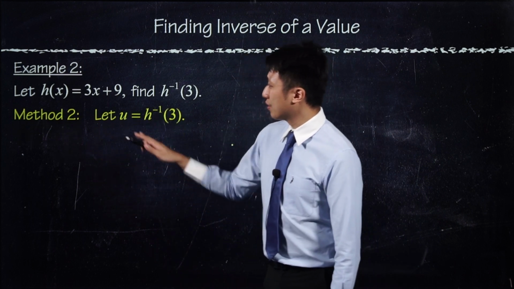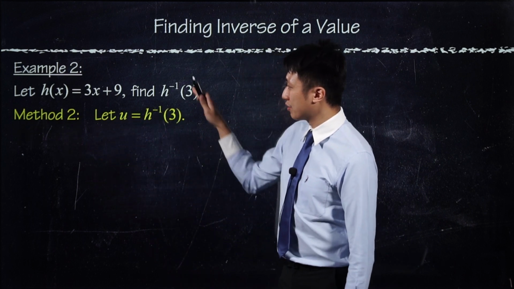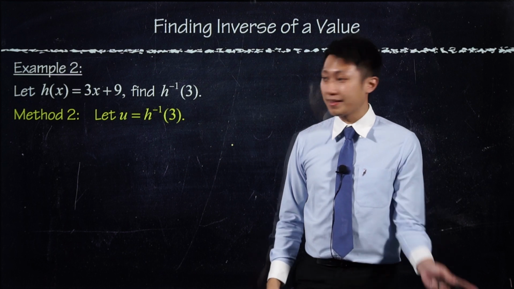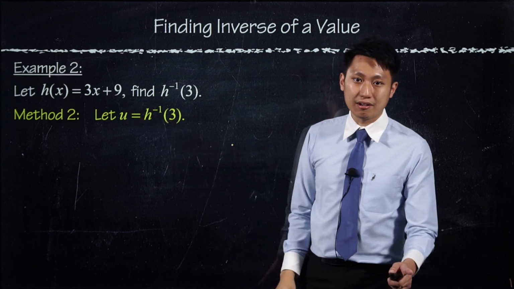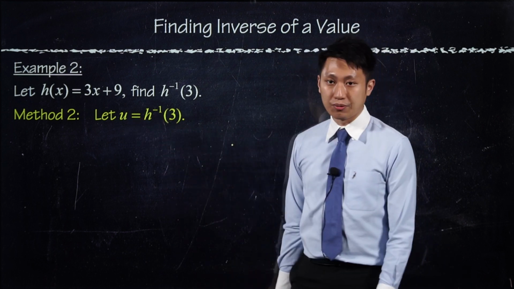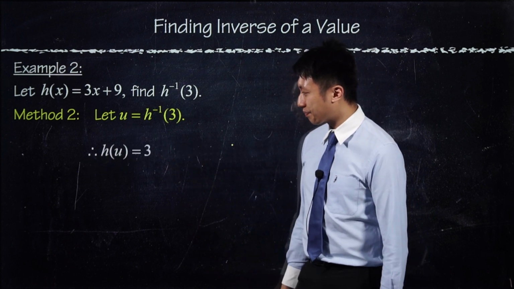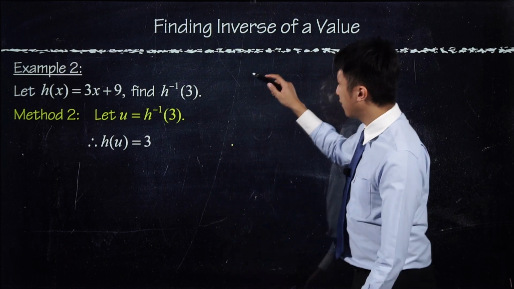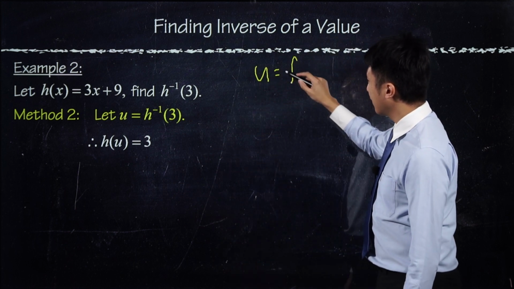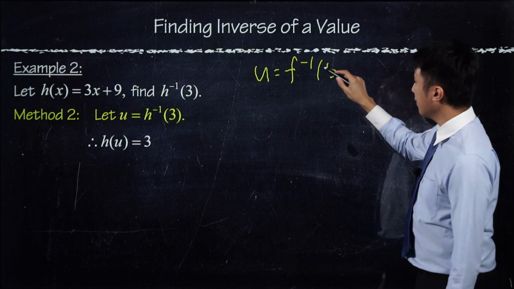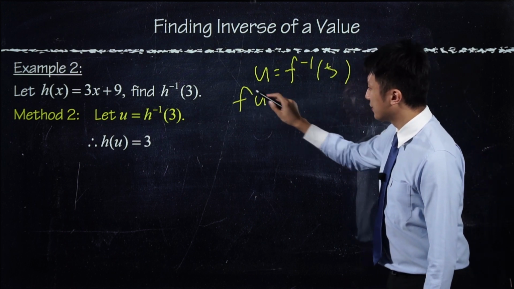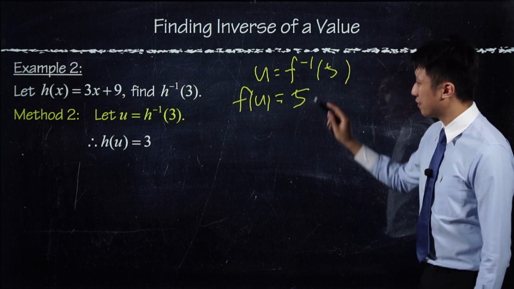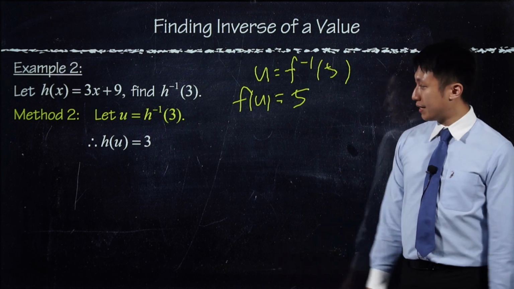Method 2, I need to let u equal h inverse of 3. This is the thing that I want to find, my eventual goal. I let it be u. If u is this one, then can you see that h(u) is equal to 3. If u is equal to f inverse of 5, then what is f(u)? It's just going to be equal to 5. That's the same idea.